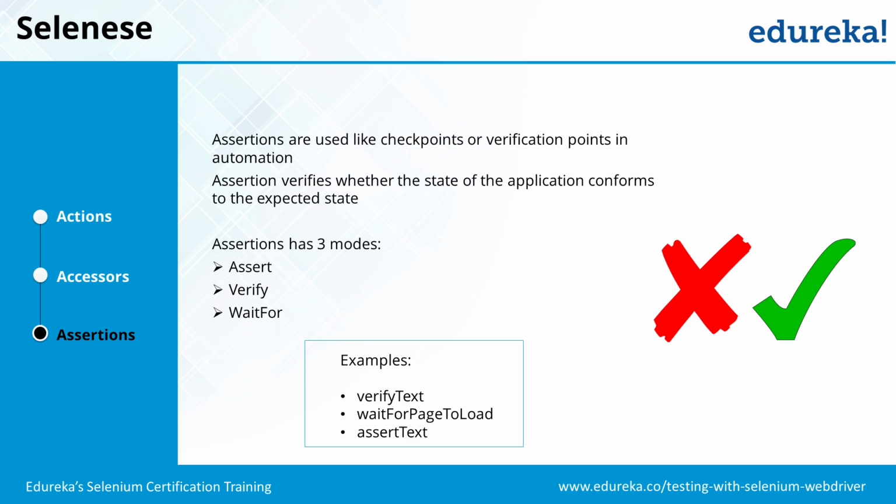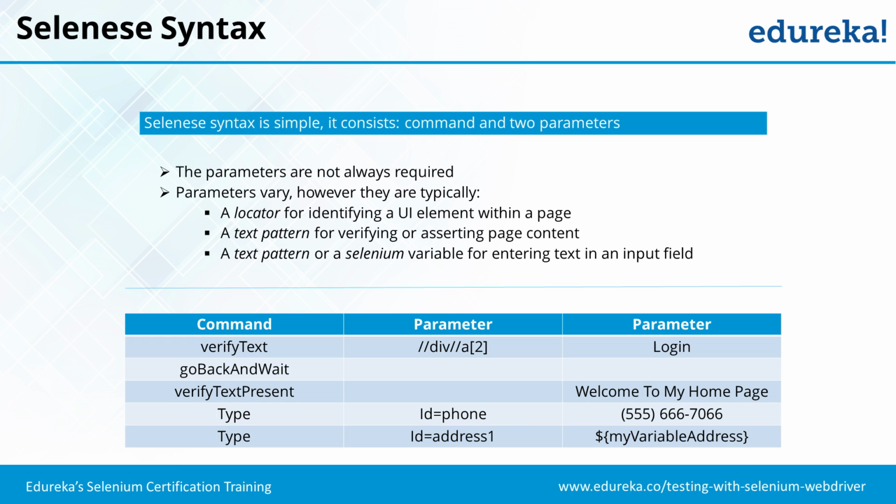Okay, thank you. So how is the Selenese syntax? Pretty simple for us. Selenese syntax is simple. It consists of a command and 2 parameters. The parameters are not always required. Parameters vary. However, they are typically allocated for identifying a UI element within the page. So that's the locator or the target element that we want to work with or deal with.